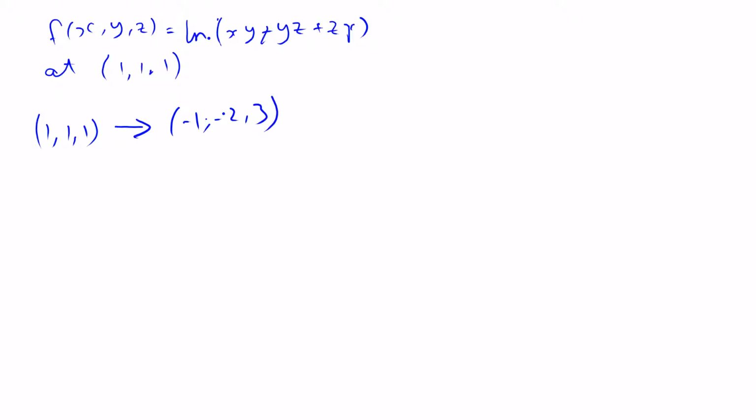So the first thing we're going to do is find u, the unit vector. Then we want to calculate the gradient of f at the point 1, 1, 1. And then we're going to do the dot product, so it's the gradient dotted with the unit vector u.